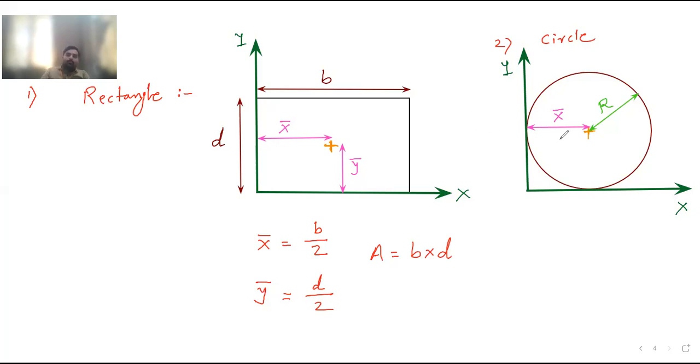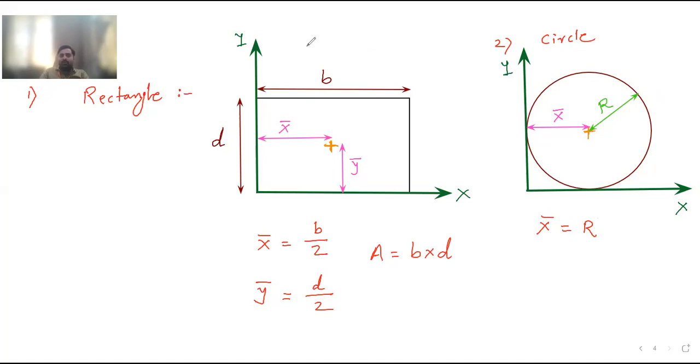So now here you can see x bar. This is the center, this is the radius of the circle, and this x bar is the distance from the y-axis, that is from this point up to the center. So this x bar is equal to the radius. Here I can write x bar is equal to r, radius.